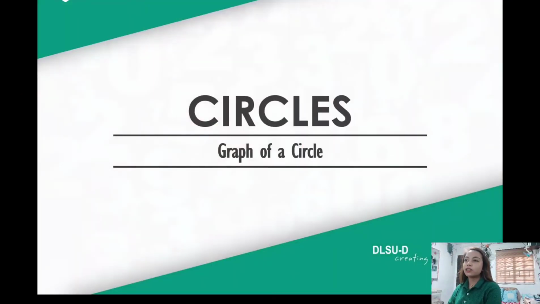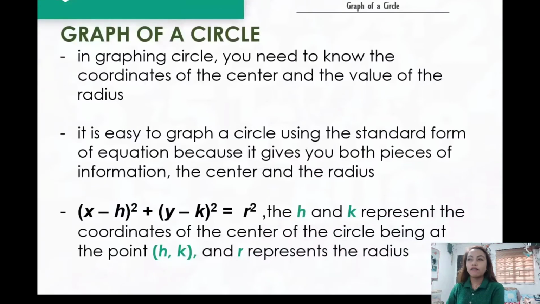The topic for this term is the graph of a circle. In graphing a circle, you need to know the coordinates of the center and the value of the radius. It is easy to graph a circle using the standard form of the equation because it gives you both pieces of information, the center and the radius.